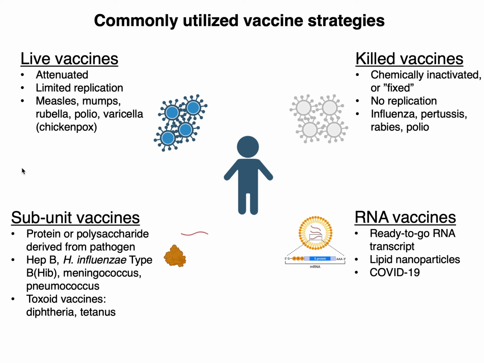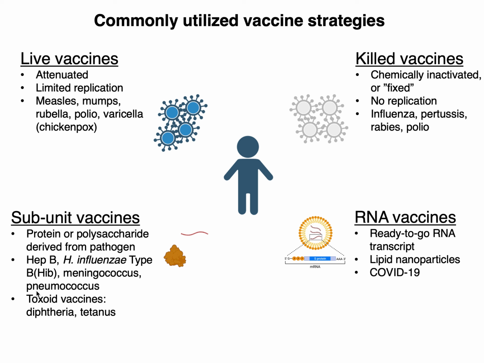Some vaccines are subunit vaccines in which we vaccinate not with a pathogen, but with only a portion or piece of that pathogen. This includes proteins or polysaccharides derived from a pathogen, and this includes things like the hepatitis B vaccine, the Haemophilus influenzae vaccine, the meningococcus vaccine, and the pneumococcus vaccine.